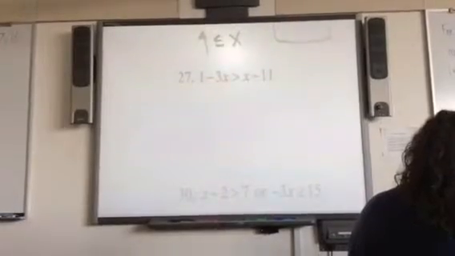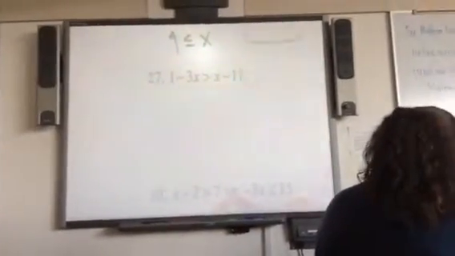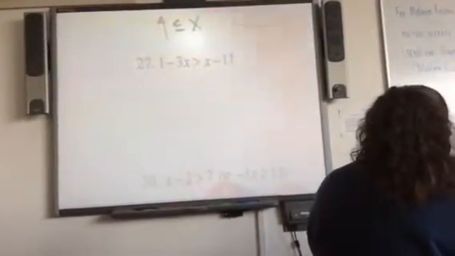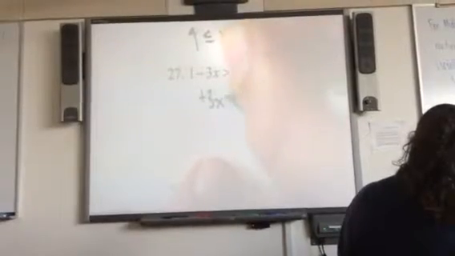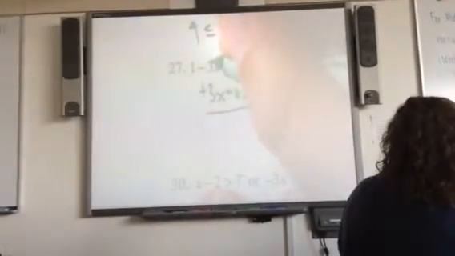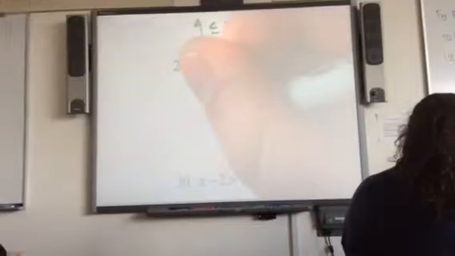27 here, we have variables on both sides. So first what we can do is, let's move the variables all to one side. So here it says -3x. The opposite of subtracting 3x would be to add 3x to both sides of the inequality. -3x plus positive 3x makes 0.